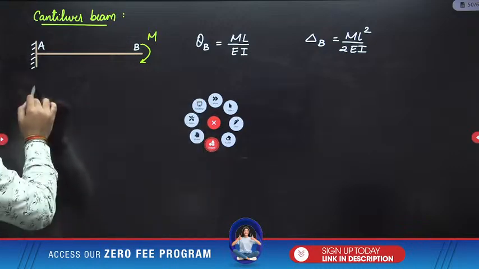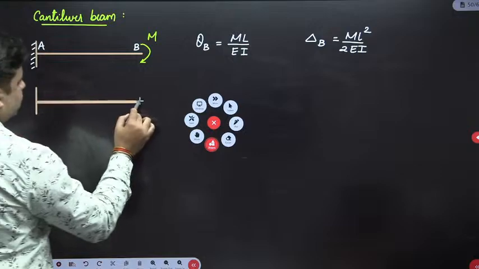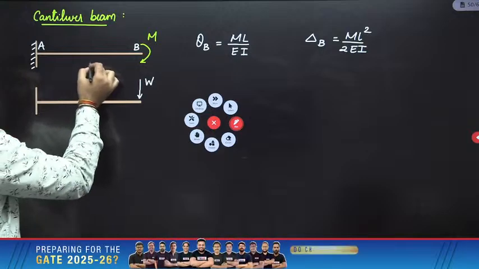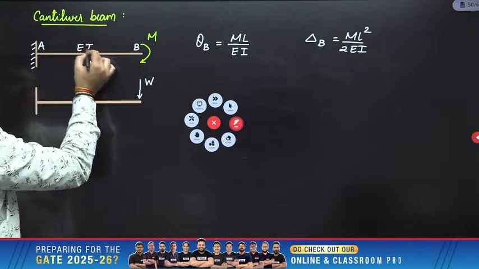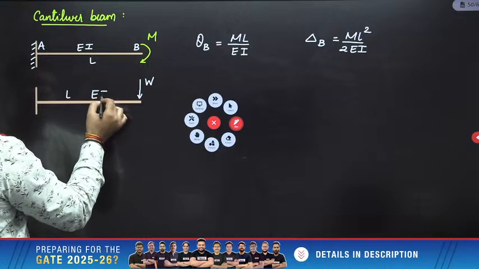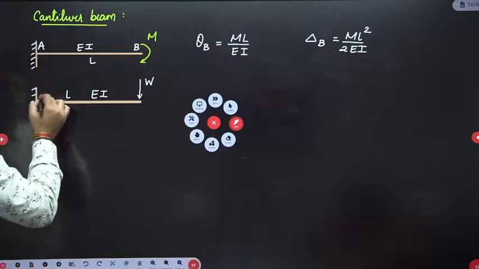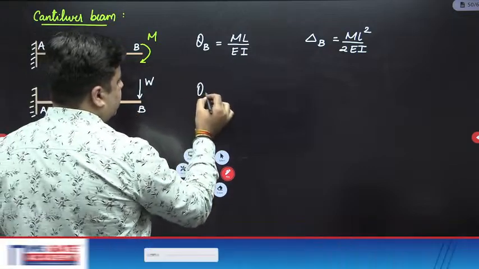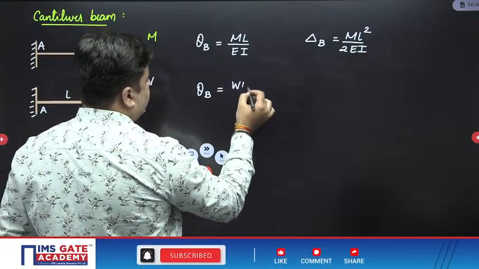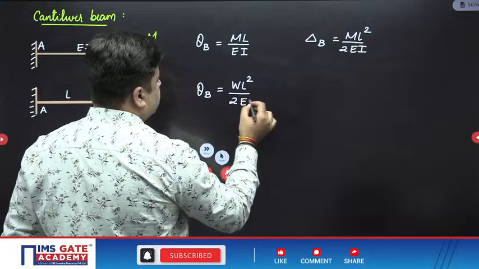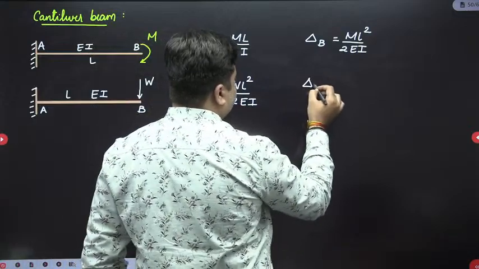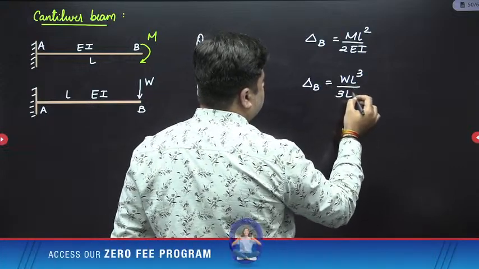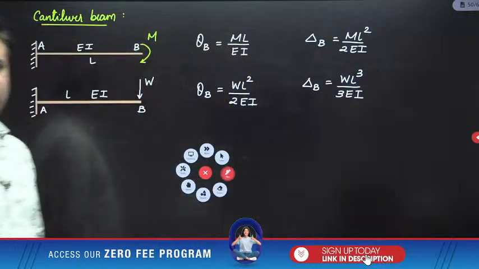Second is the cantilever beam subjected to a point load W, length L, flexural rigidity EI. Length of the member is L, flexural rigidity is EI. Then slope at B, theta B will be equal to WL square upon 2 EI and delta B will be equal to WL cube upon 3 EI.